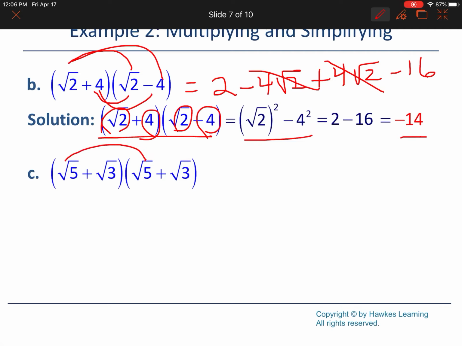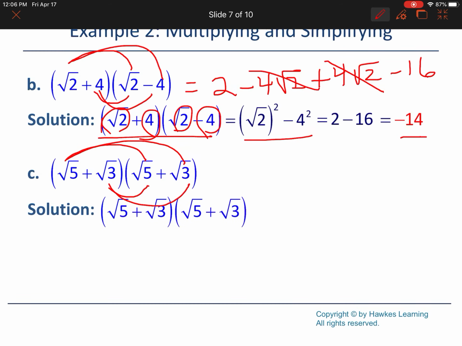You have to do this one, square root of 5 times square root of 5, which is 5. You have to do this one, which will be square root of 15. Do this one, which is another square root of 15. And then you do square root of 3 times square root of 3, which is 3, right? And see it all written out here.